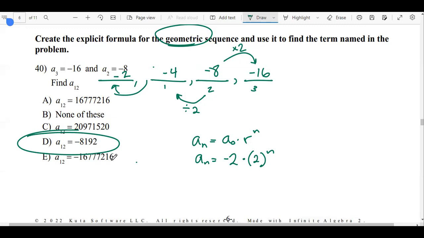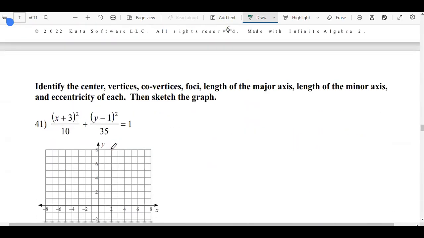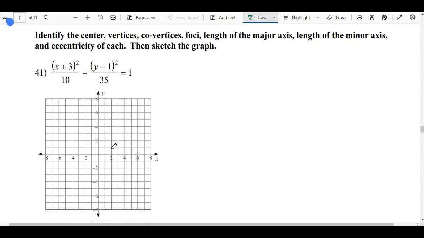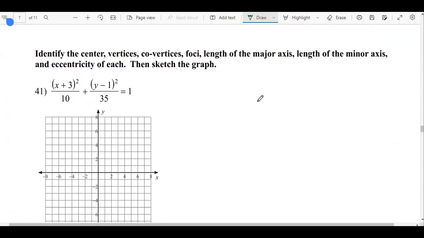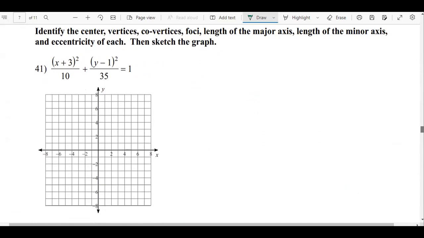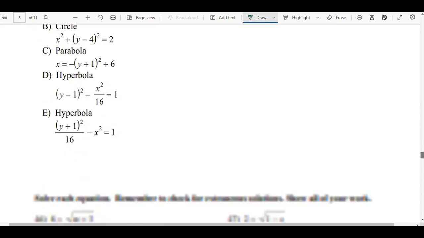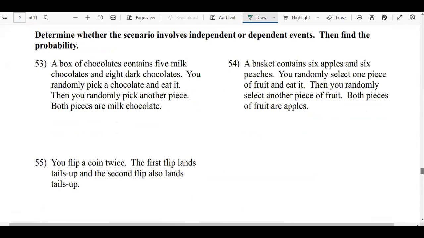All right, there we have it. All the way through number 40. Did some matrices, did some sequences, and we will jump into all of this soon, very soon.